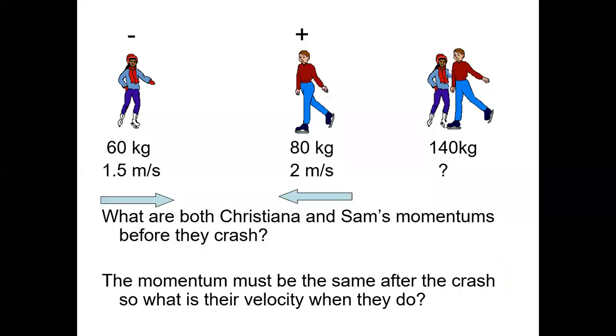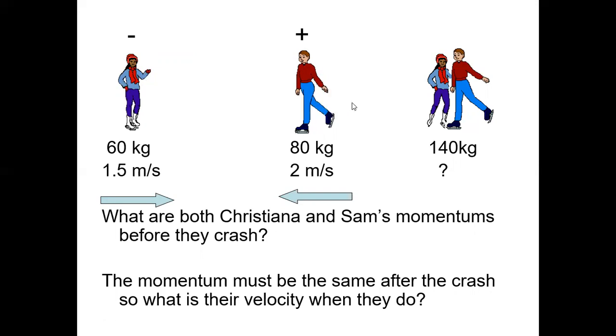Okay, right. Typical exam question. You've got two objects. They are moving in opposite directions and they're going to collide. So we want to know what their momentums are before they crash, and it says the momentum must be the same after the crash. So what's the velocity when they do? Look here, you've got plus and you've got minus. Plus means it's going to be a positive number, so it's going one direction, and the other person has got negative. So that person is working in the opposite direction, therefore it's going to be of a negative value. So this one here is going from left to right, and this one here is going from right to left. So what's the momentum before they crash?